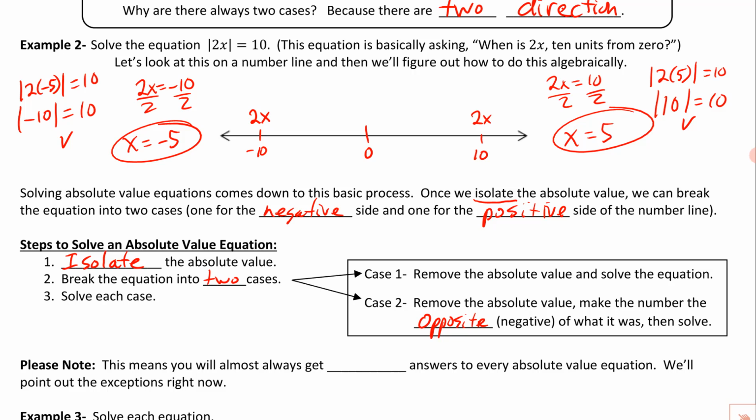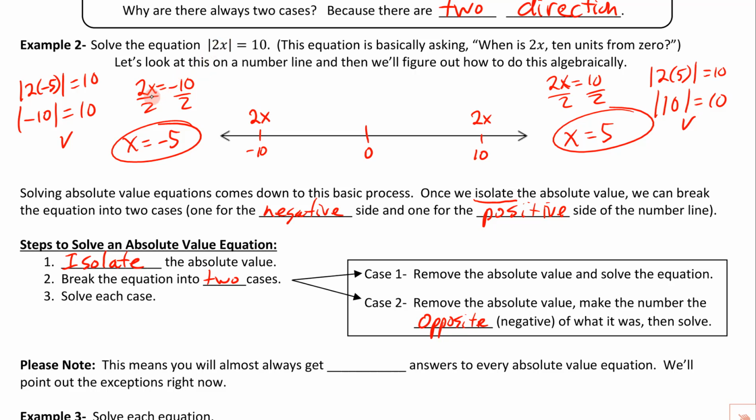So I want you to notice up above on this problem right here. This was an isolated absolute value expression and it was equal to 10. So what we did is we took the absolute value off, which just leaves us with 2x, and set it equal to 10, and then we solved. We got this answer right here.